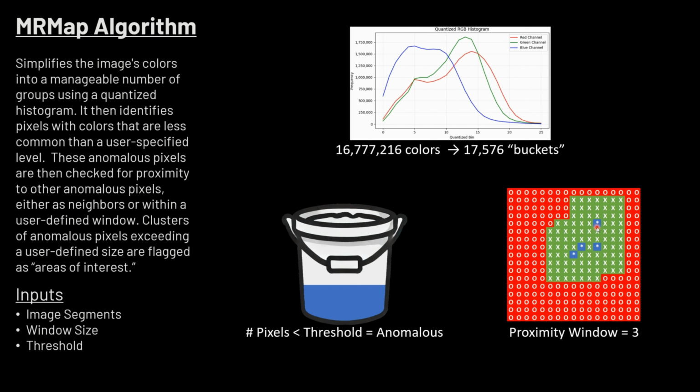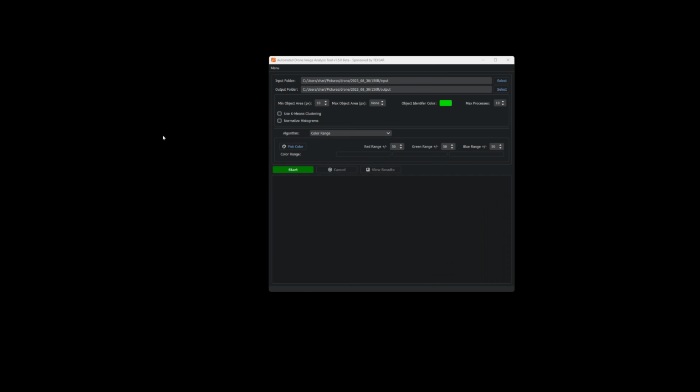With that background, we're going to jump over into ADIAT and see what this looks like, and we're also going to look at a couple other features there. Over in ADIAT now, I have my input and output folders already selected. Min object area. So as we talked about, the anomaly builder detector is much more aggressive in the MRMap algorithm than some of our other algorithms. So I'm going to set that min object area much larger than I would otherwise to account for that.